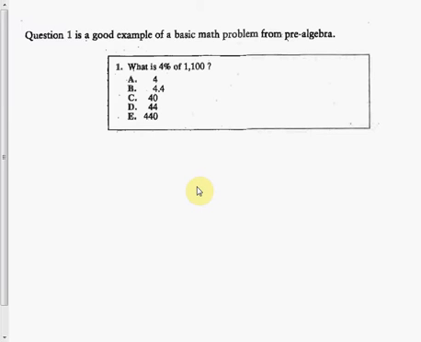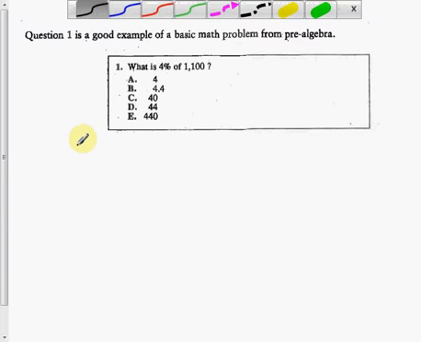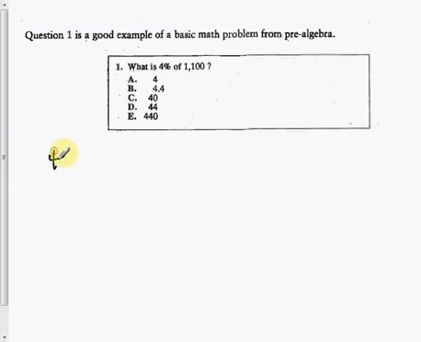Okay, the first problem: what is 4% of 1,100? We want to convert 4% to its decimal. So we're going to remove the percent sign and move the decimal place over 2 places to the left. So here, 4% is 0.04.